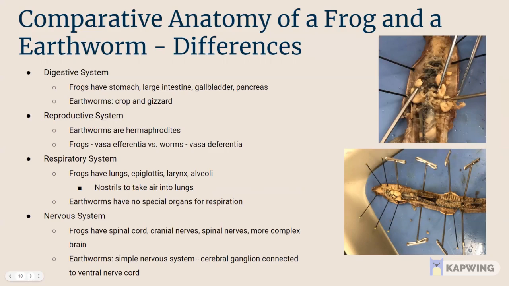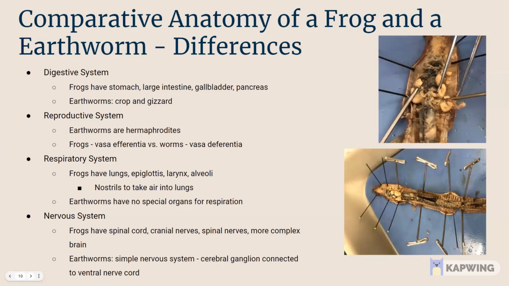Earthworms have structures called a crop and a gizzard, which frogs do not have. Food passes from the esophagus to the crop, which acts as a temporary food storage area, and then the crop mixes the food together, which then transfers it to the gizzard, where it is further churned and mixed.